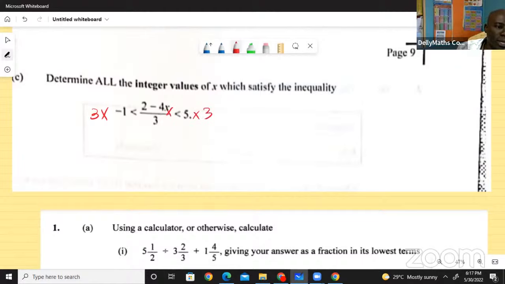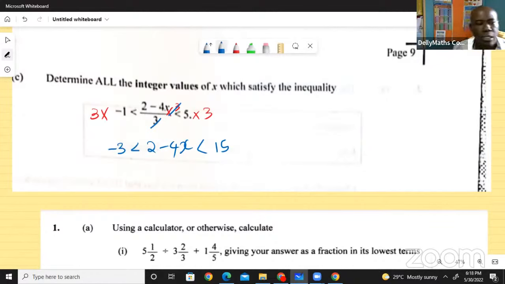Everything, including itself. So we're multiplying the middle piece by 3, the piece on the left and the piece on the right. We did it because we knew that the 3 would cancel, so the fraction is gone. When I rewrite this, this is what we'd have: 3 times -1 is -3, less than 2 minus 4x, which is less than 5 times 3, which is 15. So what we did was get rid of the 3 by multiplying everything by 3, and it cancels itself in the middle, just in case you're wondering where the 3 has gone.